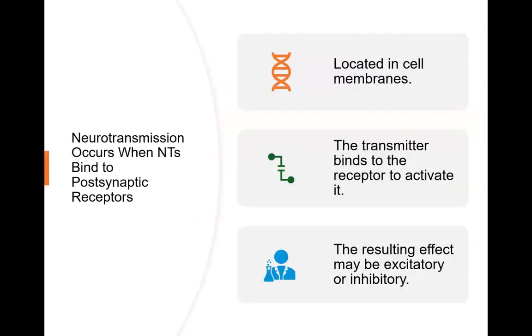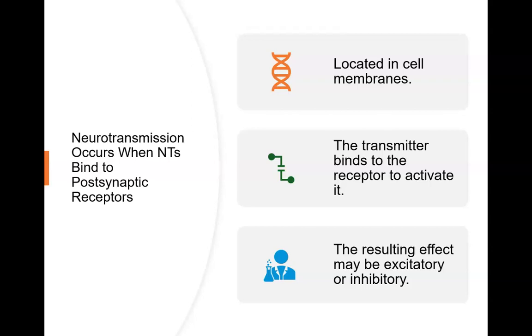So neurotransmission occurs when neurotransmitters bind to postsynaptic receptors. Postsynaptic receptors are located in cell membranes, usually on the dendrites of a neuron. The transmitter binds to the receptor to activate it, and the resulting effect may be excitatory or inhibitory. It depends on the neurotransmitter that is binding, and it also depends on the ions that it's acting upon.